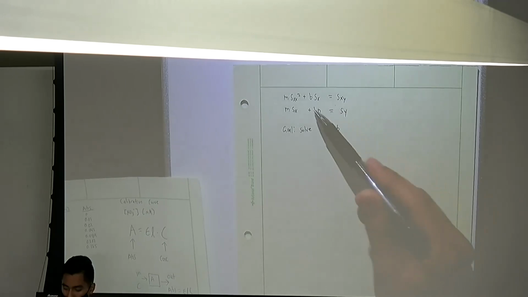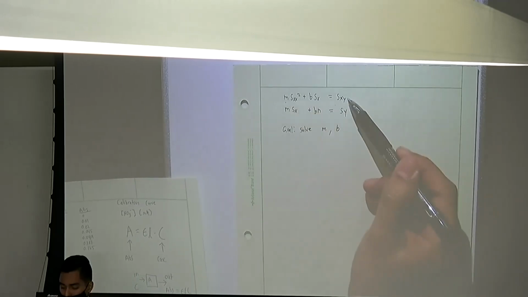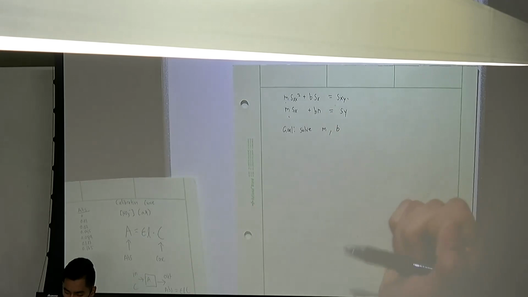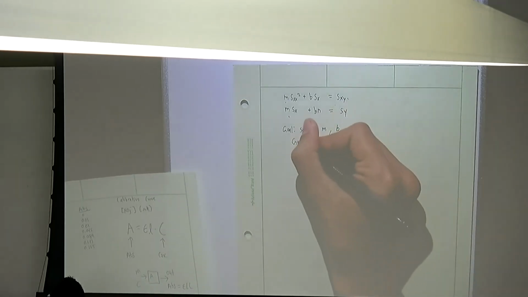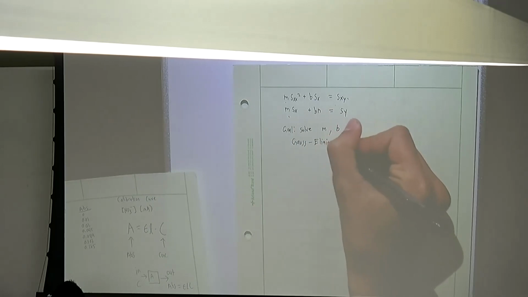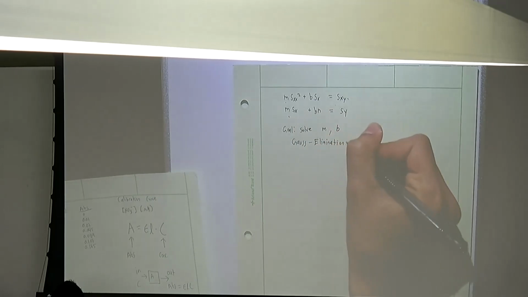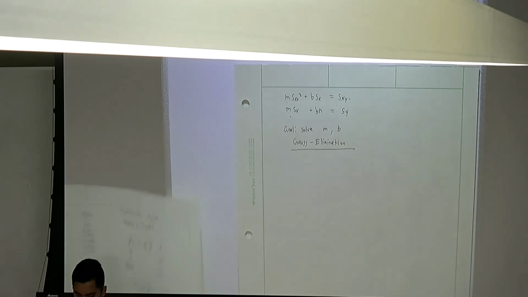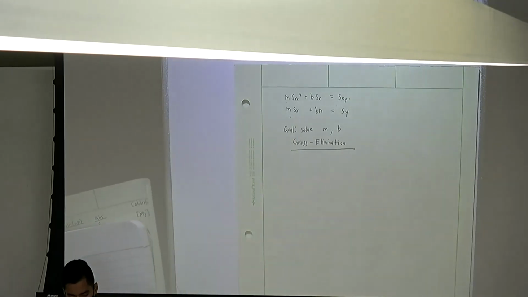So you can solve for one equation as a function of one variable and plug it into the other equation, or you can just simply do Gauss elimination. Okay, so if you do that, we'll have the functions.